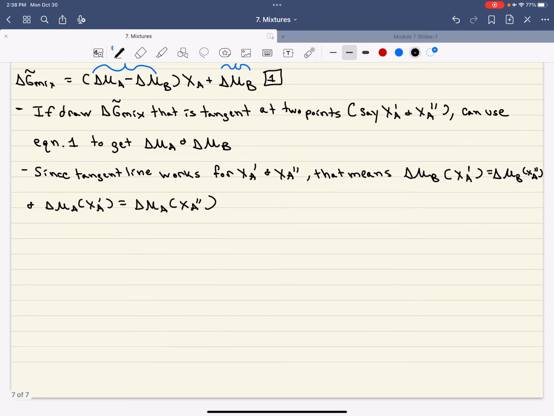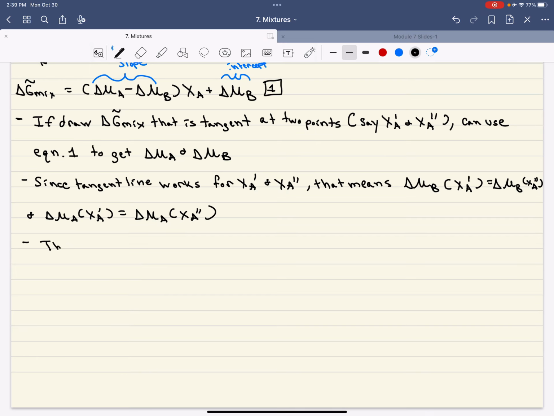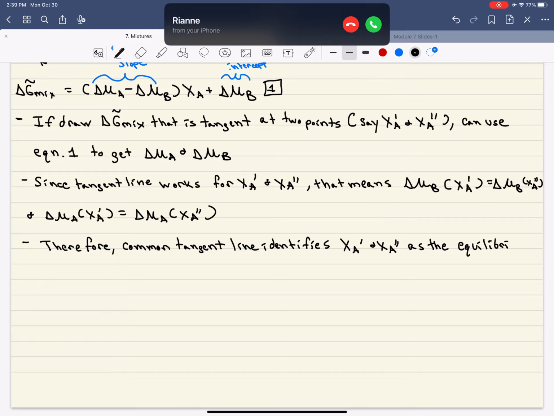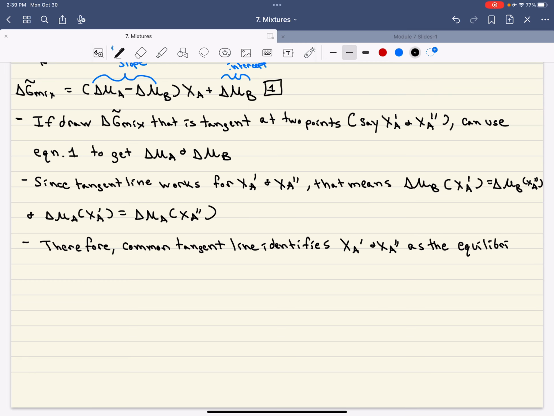Okay? And essentially, therefore, the common tangent line identifies XA as the equilibrium mole fractions. Okay?